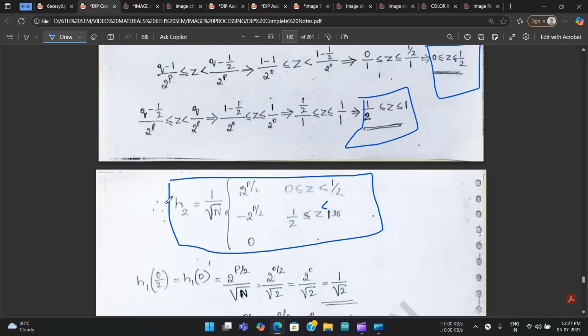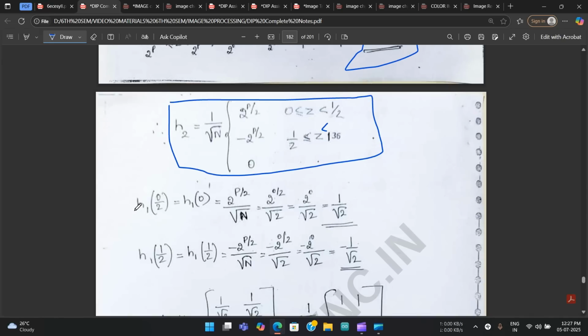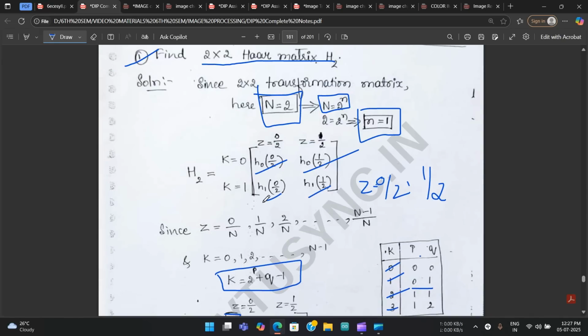So this is the H2 matrix condition, that is it is equal to 1 by root n into 2 to the power p by 2 for z ranging from 0 to half. It is minus 2 to the power p by 2 for z ranging from half to 1, and it is 0 otherwise. So now let us calculate h1 of 0 by 2, that is this term.